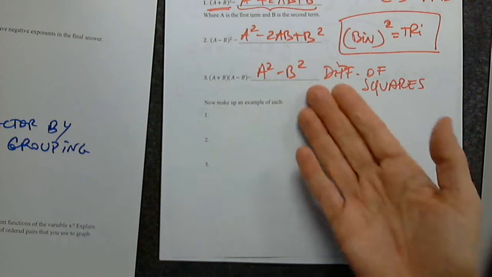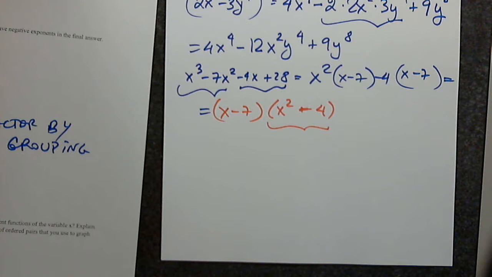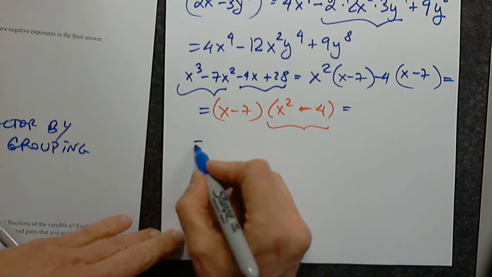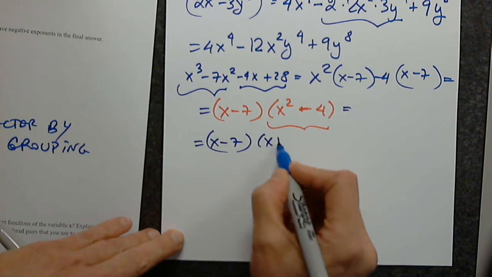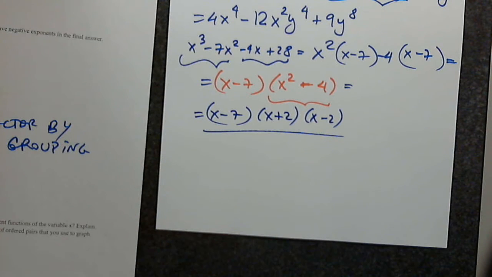So I'm using this, but going backwards. So what do I have? Paul, you want to say something? No. Oh. x plus 2 times x minus 2 times x minus 7. Perfect. This is the complete factored form.